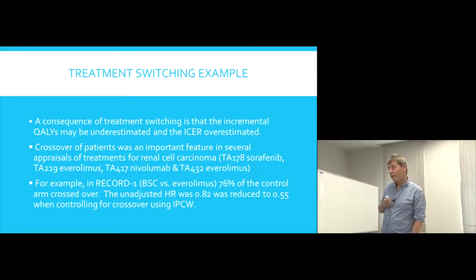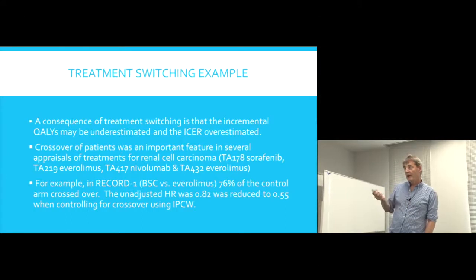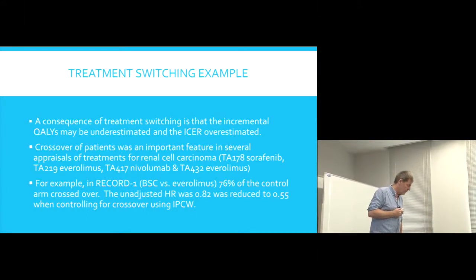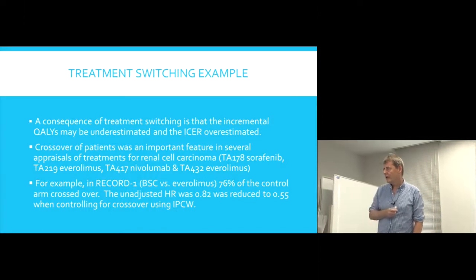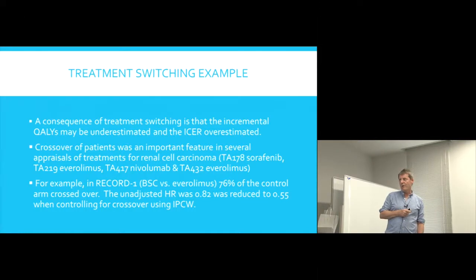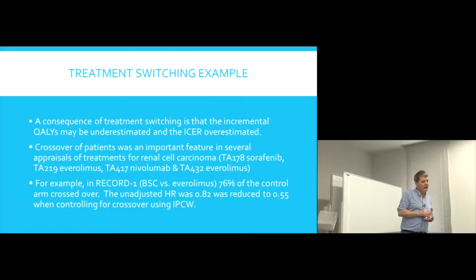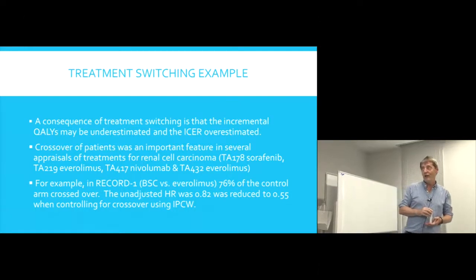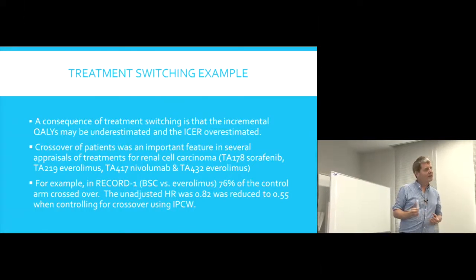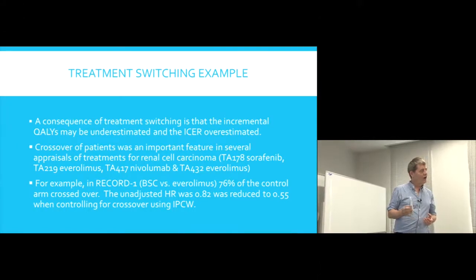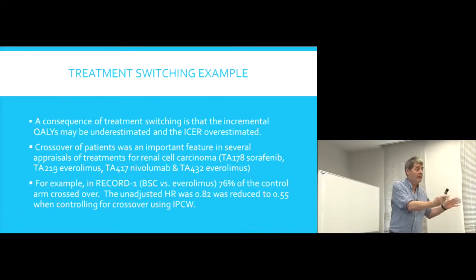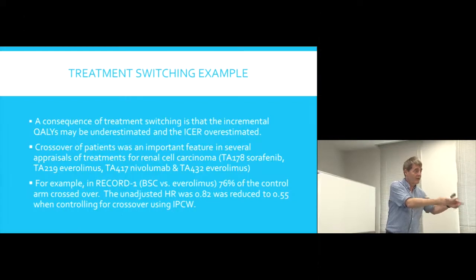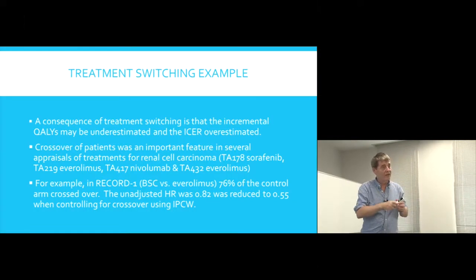So as an example of crossover of patients or treatment switching, it's been quite common in some of the trials for renal cell carcinoma: sorafenib, everolimus, nivolumab, and another everolimus appraisal. So, for example, there's a trial that compares everolimus with best supportive care. It's called the RECORD-1 trial. And 76%, three quarters, of the control arm crossed over. In other words, they were randomized to best supportive care, but during the trial, they switched to everolimus.